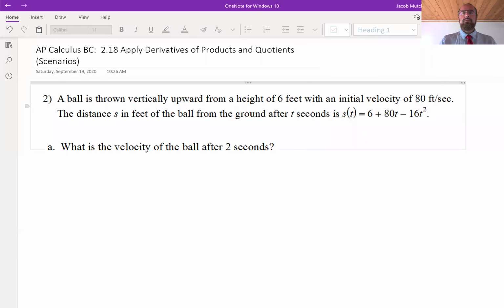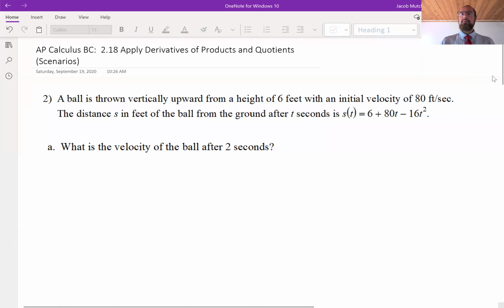Welcome to Calculus. Today we will investigate applying derivatives of products and quotients to scenarios. And in specific, we'll be looking at a free fall scenario, focusing on using the definition of the derivative and the rules that we've developed as shortcuts to solve real life, in this case, free fall problems. So we've got one scenario here that has a number of parts, so A through G.